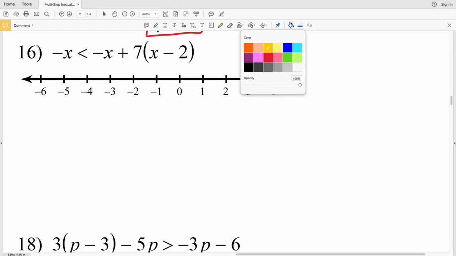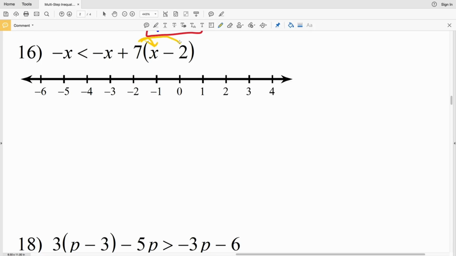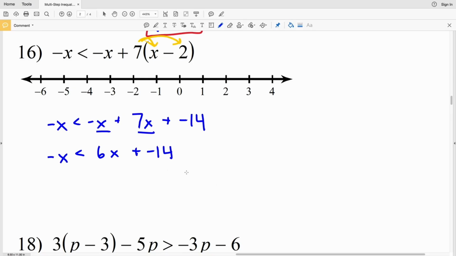We're going to start this one by distributing this 7. We'll have negative x is less than negative x plus 7x minus 14, or plus a negative 14. Now we're going to combine like terms. I'm going to combine the negative x and the 7x on the right-hand side. I'll have negative x is less than 6x plus negative 14 on the right side. Subtract 6x from both sides to get that negative 7x is less than a negative 14.